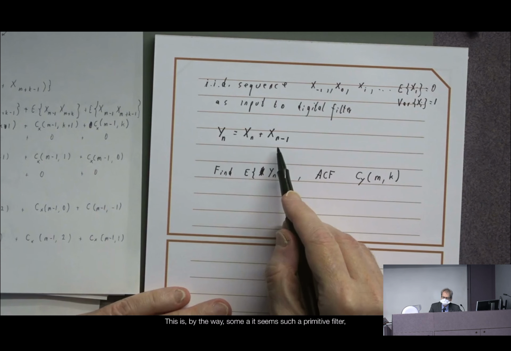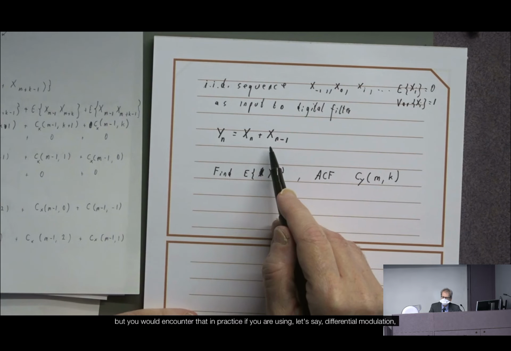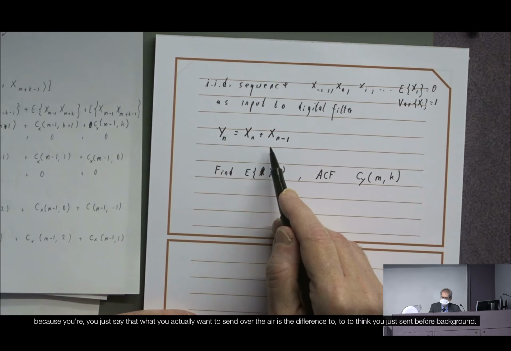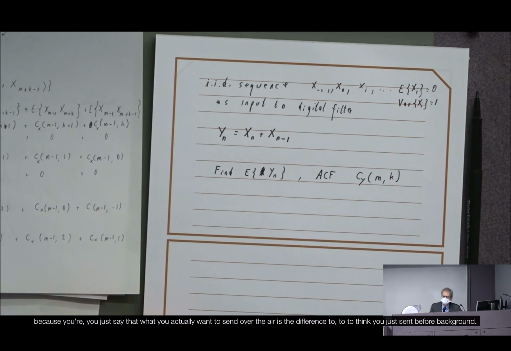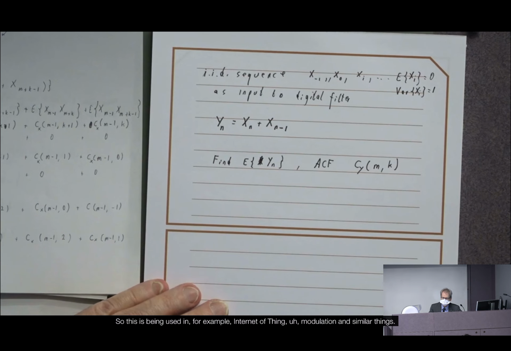This is, by the way, it seems such a primitive filter, but you would encounter that in practice if you're using, let's say, differential modulation, because what you actually want to send over the air is the difference to the thing that you just sent before. Background for those of you who know communications is that, well, in that case, you don't need an absolute phase synchronization because you only look at phase differences from one time to the next. You don't need to recover the original carrier phase, which is actually a very complicated thing. So this is being used in, for example, Internet of Things modulations and similar things.